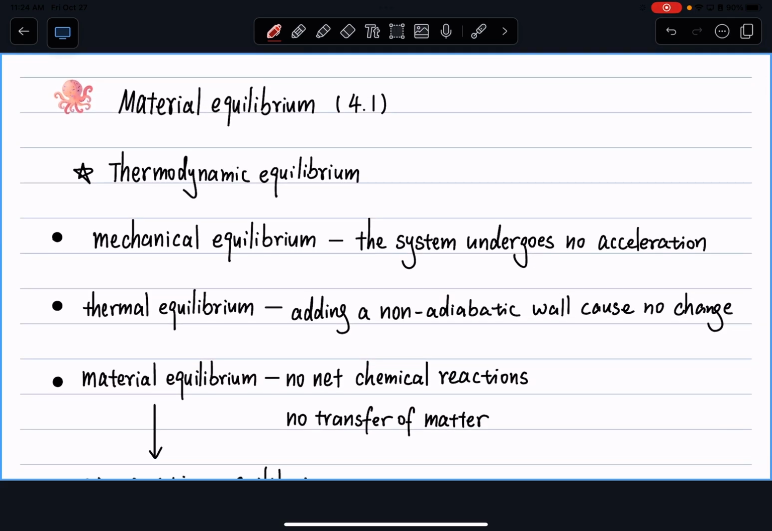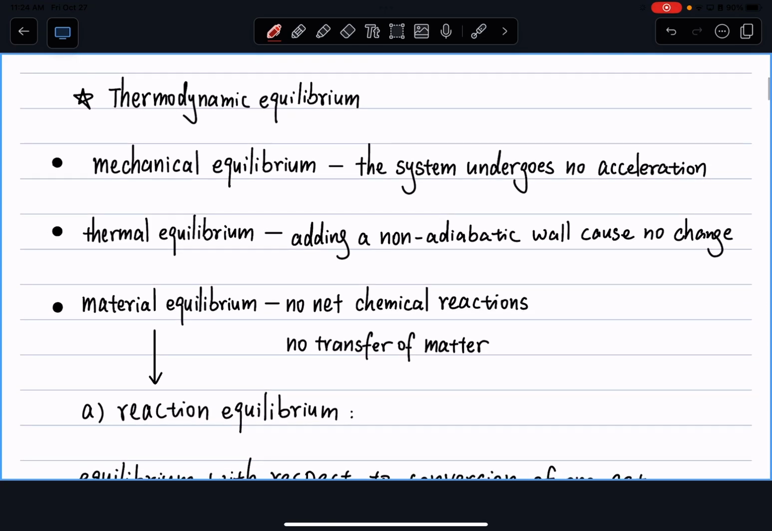First things first, material equilibrium. So we went over thermodynamic equilibrium, right? There are several different types of equilibrium that must be met in a thermodynamic equilibrium. The first one being mechanical equilibrium. That means your system cannot undergo any acceleration.